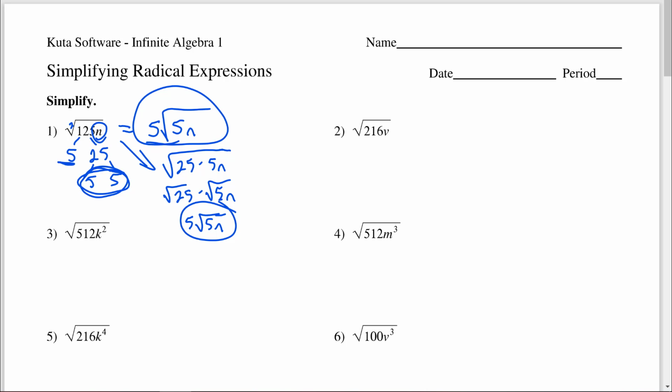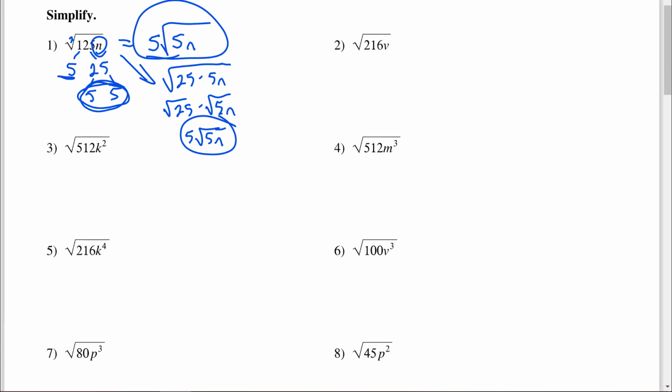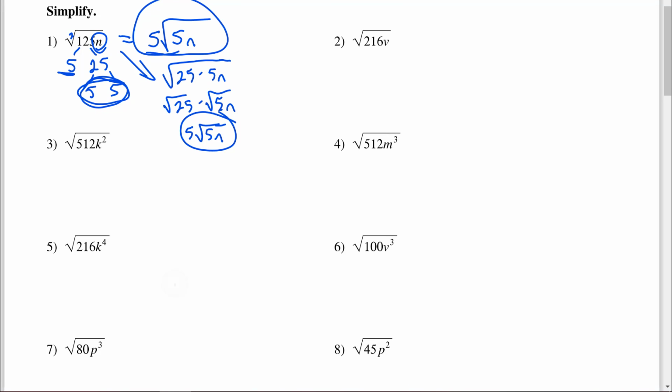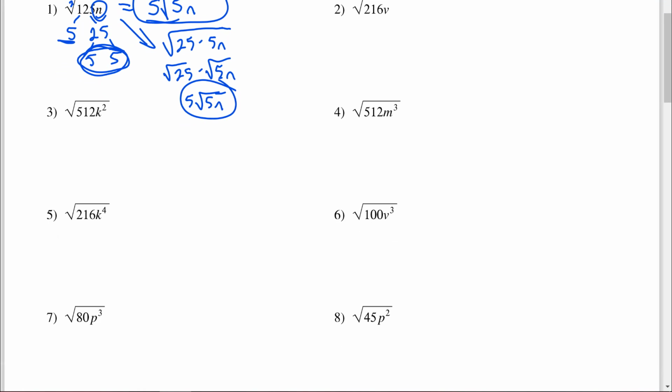Let me jump around and do a couple more. Let's try number 5. So number 5, 216, it's even, so I can take a 2 out of that. That's going to give me 108. I can take another 2 out of that because I'm still even. That's going to give me 54. Still even, so I'll take another 2 out. If I take a 2 out, that comes out to 27.